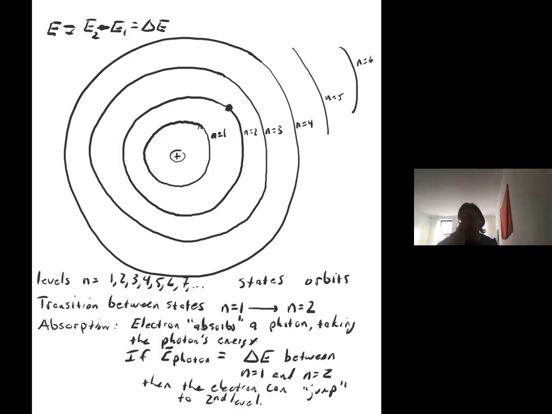That's called absorption. And in theory, an electron could go from 1 to 2, or it could go from 2 to 4, right? That would be possible as long as the energy of that photon is equal to the difference in those two energies. That's a matching principle, they call that.